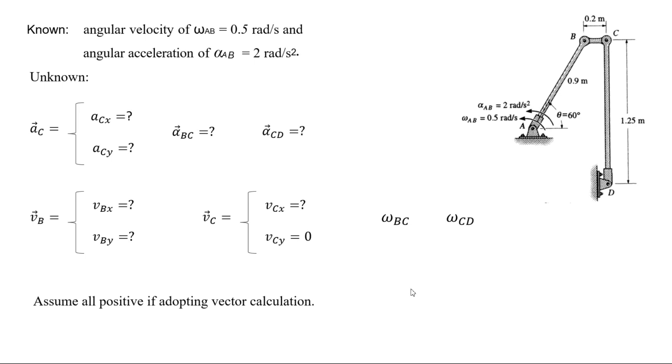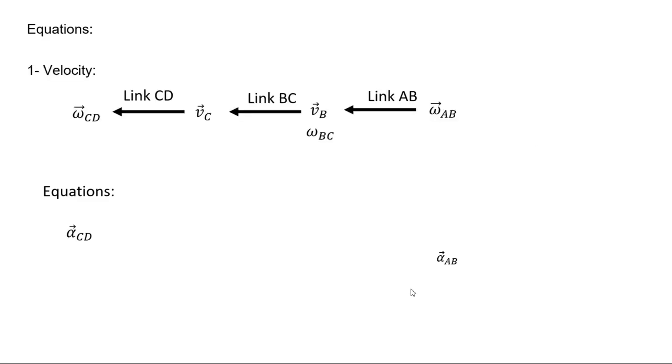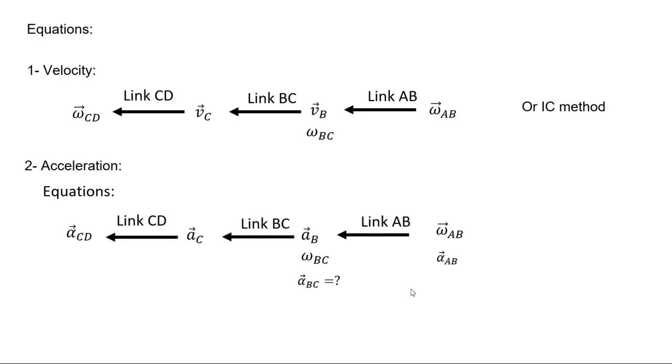So we're going to assume all positive if adopting a vector calculation, and we're going to write down the equations that we are going to use. We go from the link AB, where we know the omega AB, calculate the velocity at B and the omega BC. Then go to the link BC, calculate the VC, and then use that for the link CD to find the omega of the CD. The equation we're going to apply, of course, you can use the IC method. Then there is the acceleration equation we're going to use.